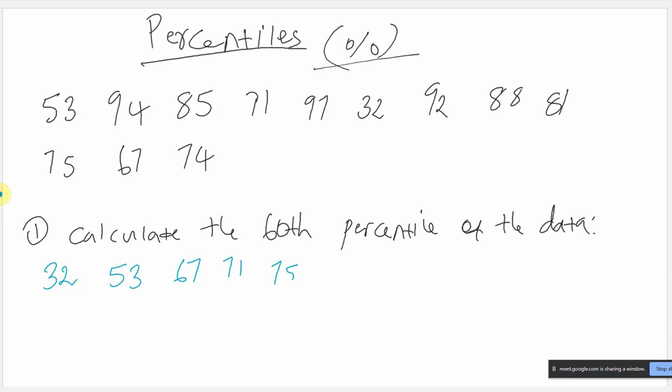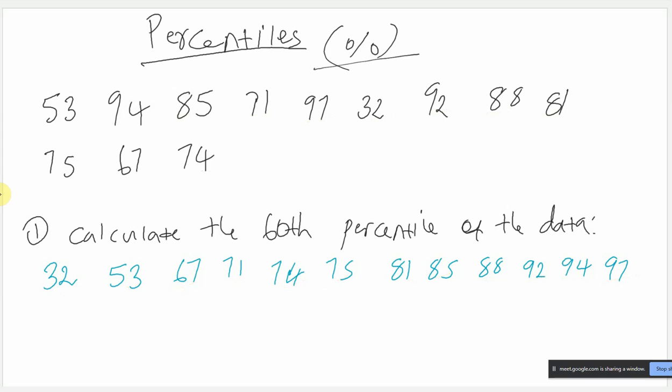then followed by, please help me again, 75, then no, not 75, 74, 75, 81, 85, 88, 92, 94, then 97. Let me check, how many data do I have? 1, 2, 3, 4, 5, 6, 7, 8, 9, 10, 11, 12.